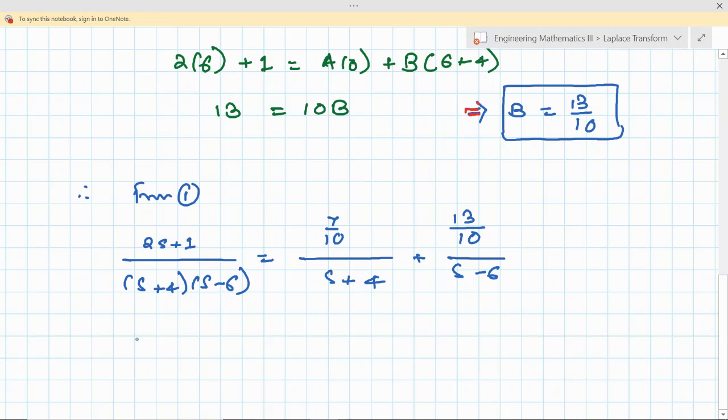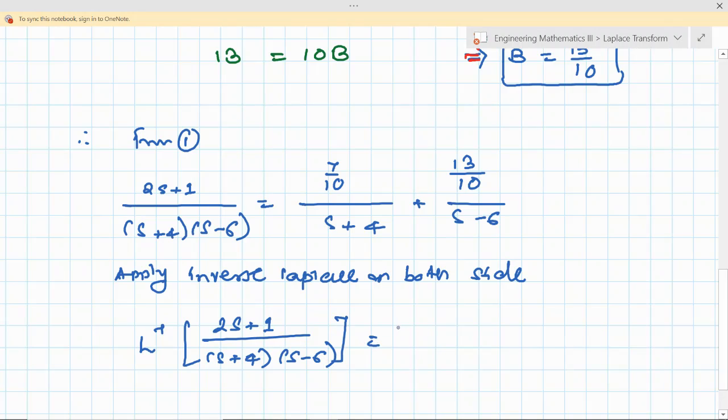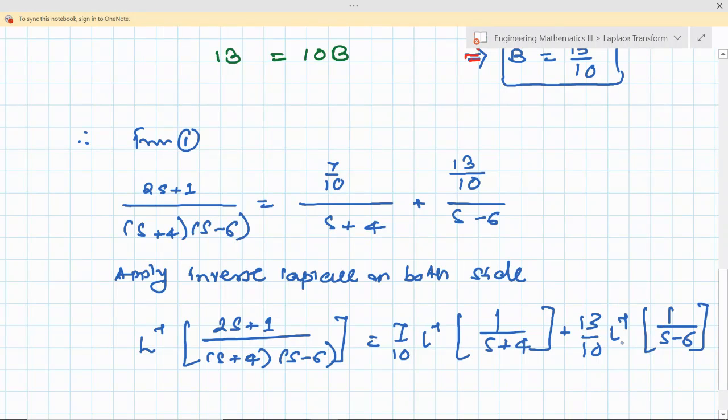And now I apply the inverse Laplace. So let's apply inverse Laplace on both sides. What do I get? Inverse Laplace of (2s plus 1) divided by (s plus 4) into (s minus 6) is equal to, see, 7 by 10 is constant outside, inverse Laplace of 1 upon s plus 4, and again 13 by 10 constant outside, inverse Laplace of 1 upon s minus 6.